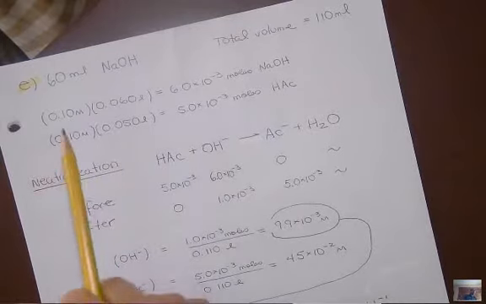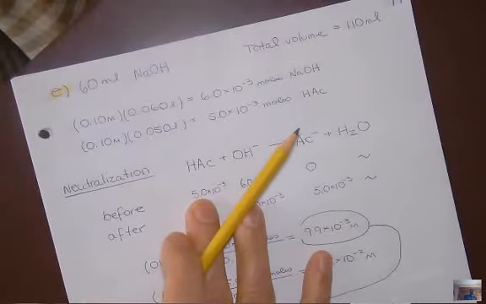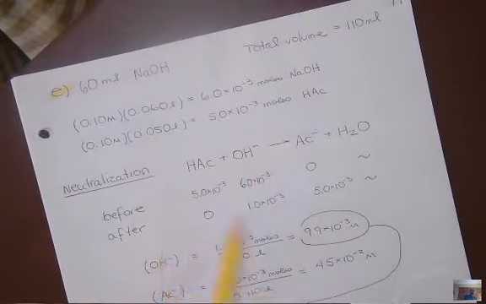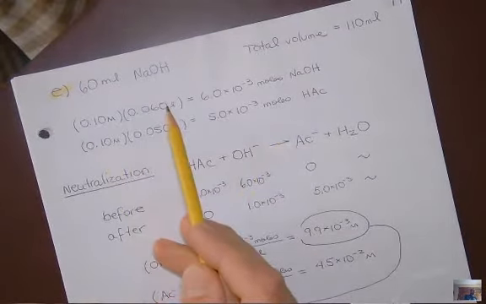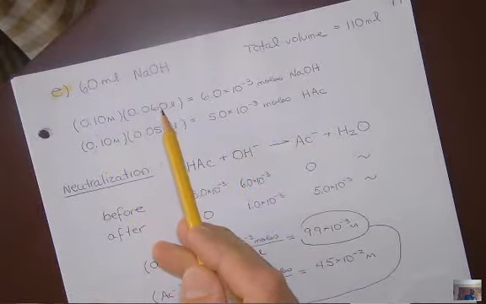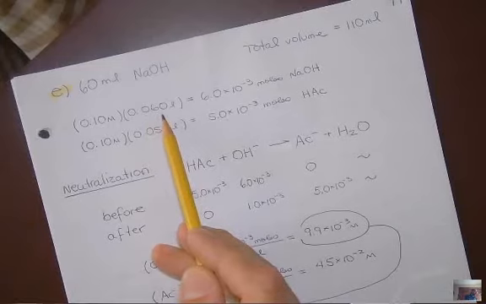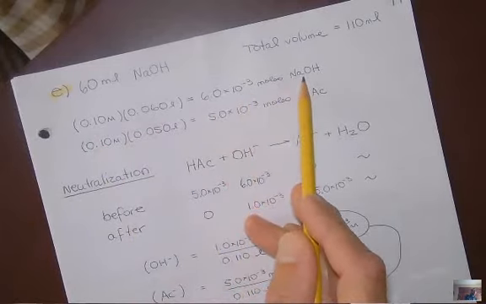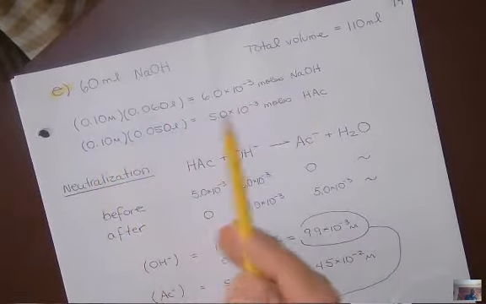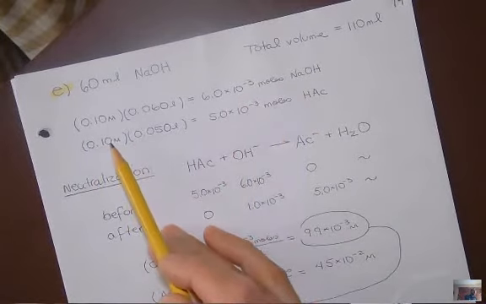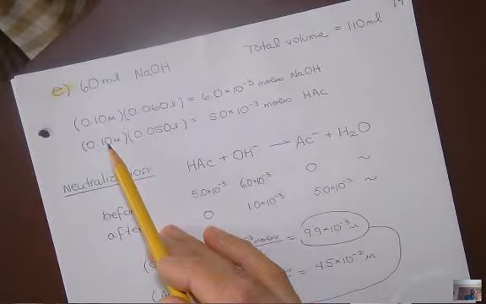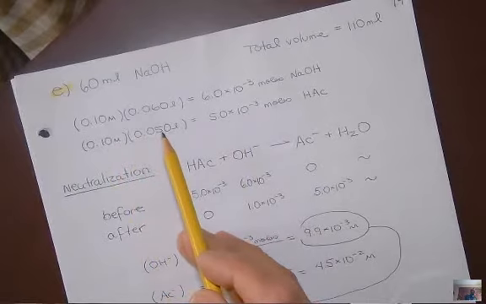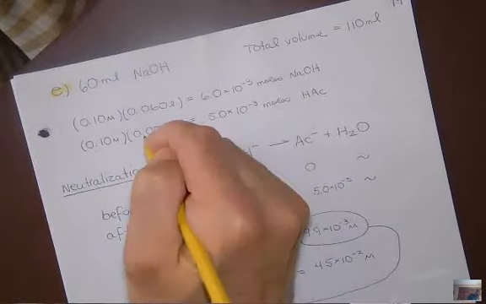Okay, so first step always, calculate the moles of the 2 reactants. You're adding 60 milliliters of sodium hydroxide from the burette. 60 milliliters is 0.06 liters times 0.1. That gives you 6 times 10 to the minus 3 moles of sodium hydroxide. For all 5 steps, this second one has been the same: the concentration of the acetic acid multiplied by its volume, 50 milliliters, turns out to be 0.05. I'll make these a little darker.